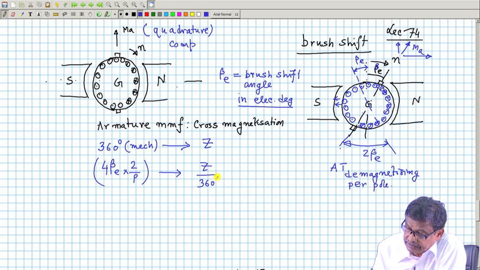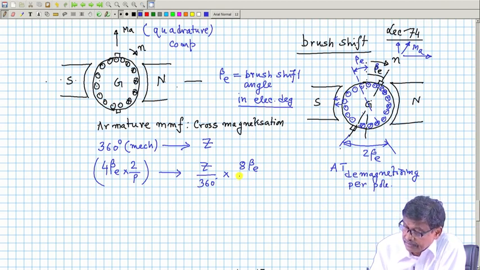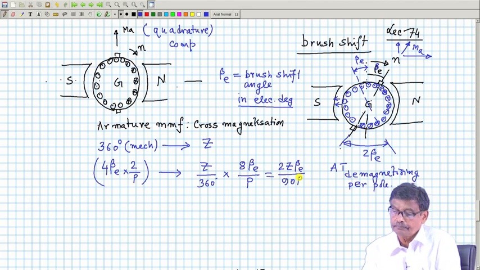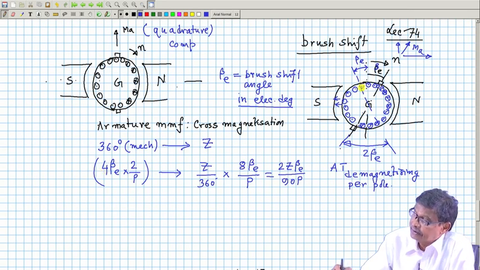So, Z by 360 into 4 beta E by P. If I make a mistake, point out. So, this is like this, and this is equal to 2Z beta E divided by 4 you multiply 90 P, it will be like this. So, this is the number of conductors placed in this angle.